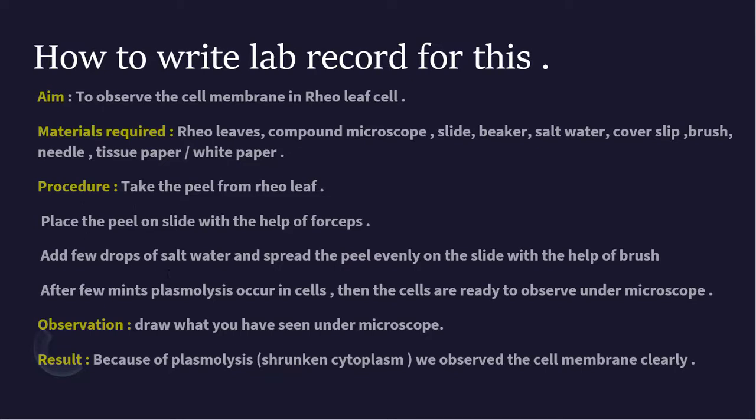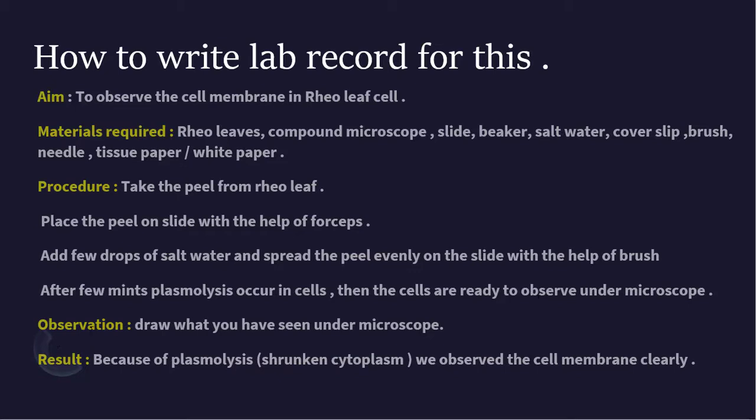What we have to do to observe: take the peel from the rheo leaf, place the peel on the slide with the help of forceps. Add a few drops of salt water and spread the peel evenly on the slide with the help of a brush. After a few minutes, plasmolysis occurs in the cells. Then the cells are ready to observe under the microscope.